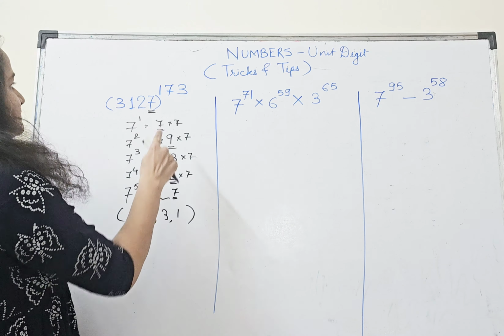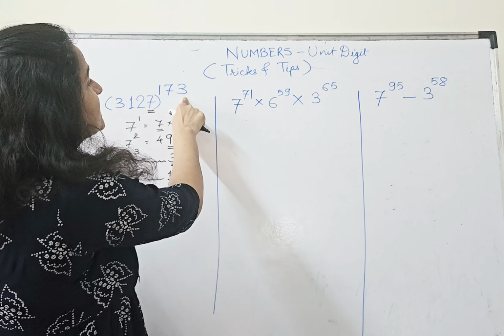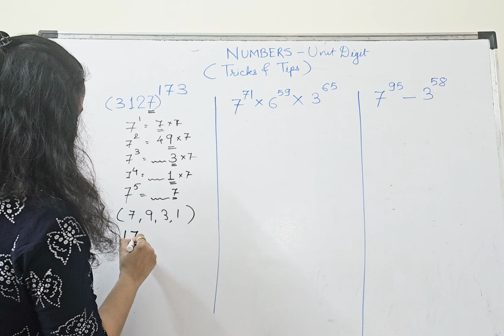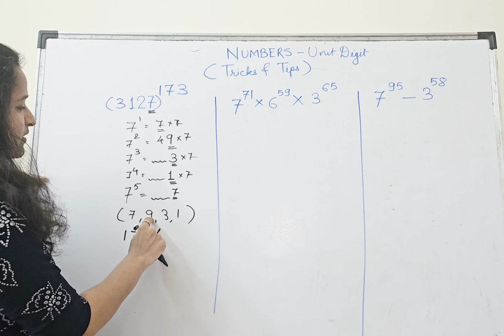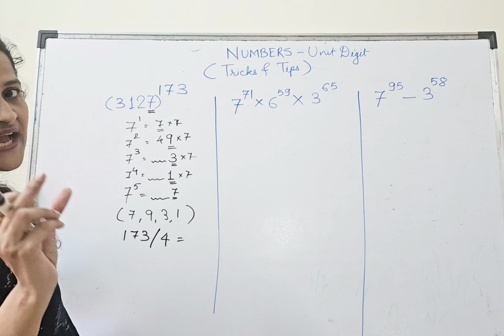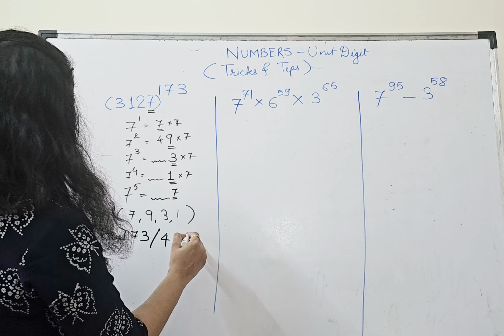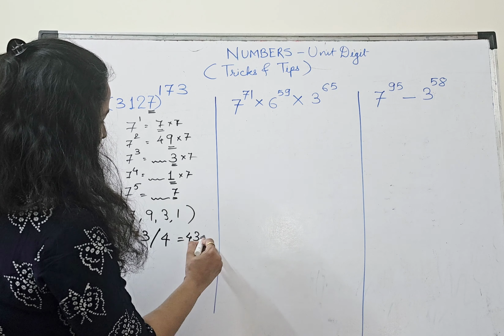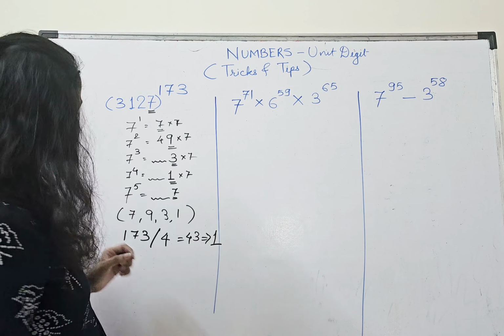Now let's solve this. Raised to is how much? 173. So what you are going to do? 173 divided by how many numbers are there in the pattern? 4. So if we do this division, we are interested in the remainder basically. 4 fours are 16, then 4 threes are 12, which gives you a remainder of 1.